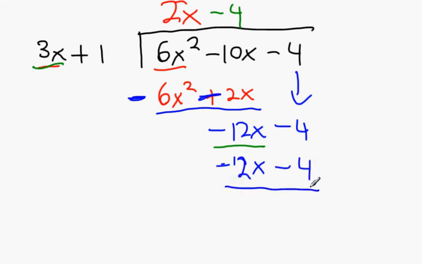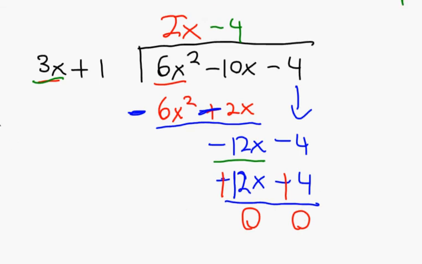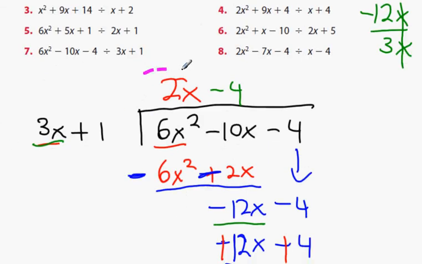Now what do we have to do next? Change the minus to a plus. What's minus 12x plus 12x? Zero. Minus 4 plus 4. So the answer is 2x minus 4. Okay? 2x minus 4.